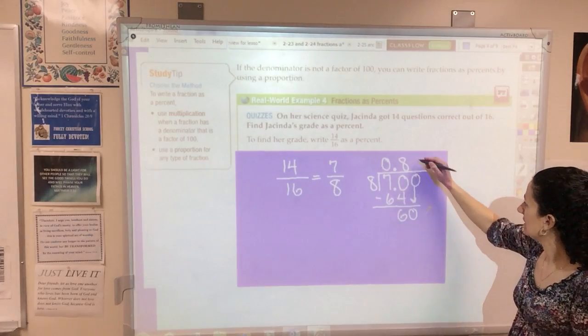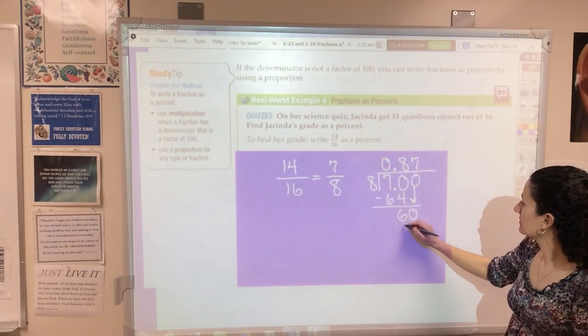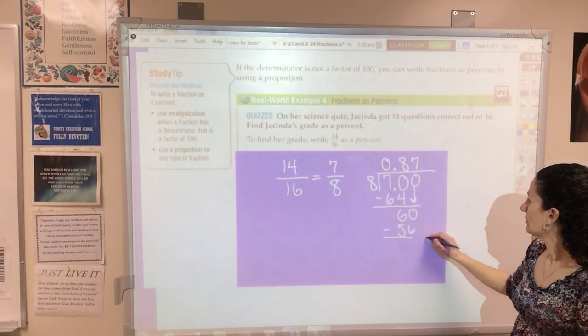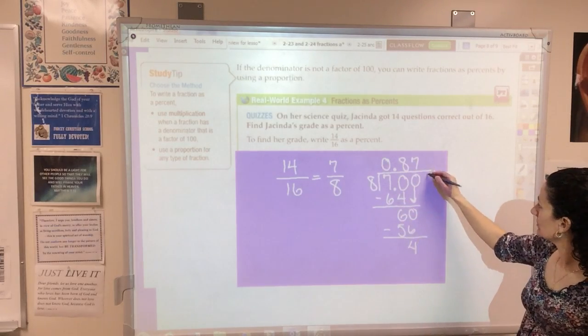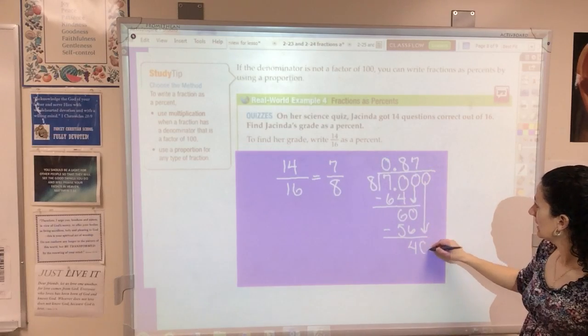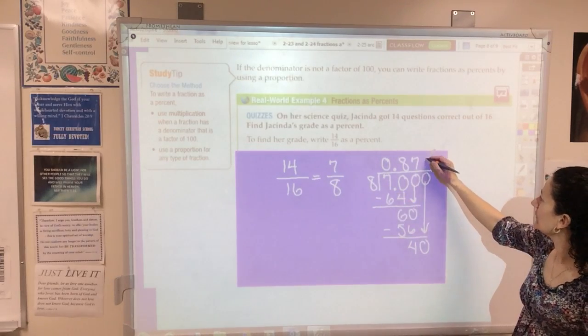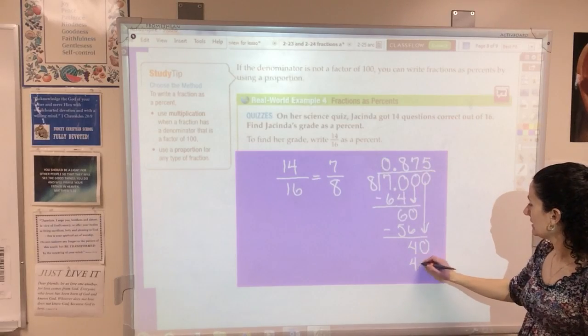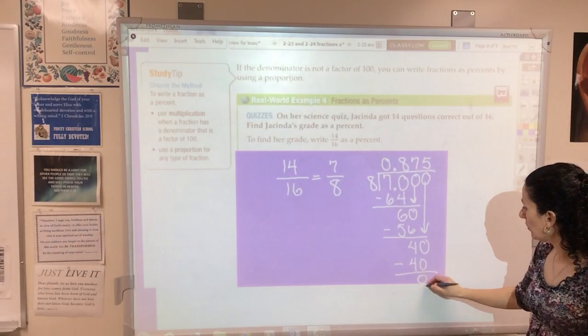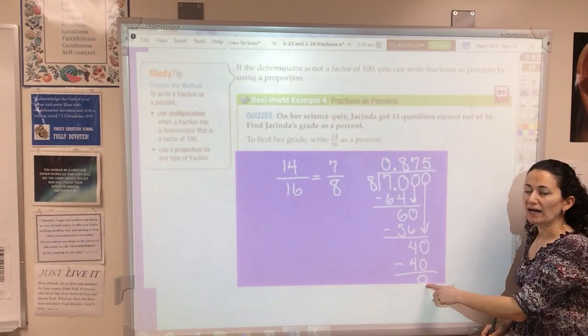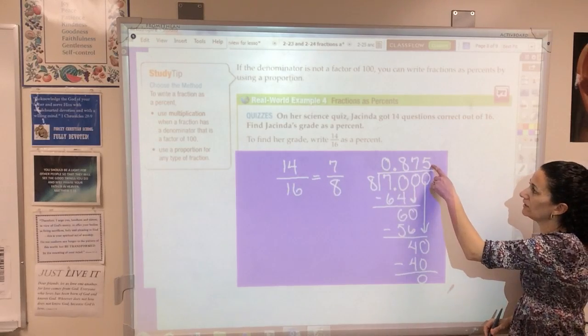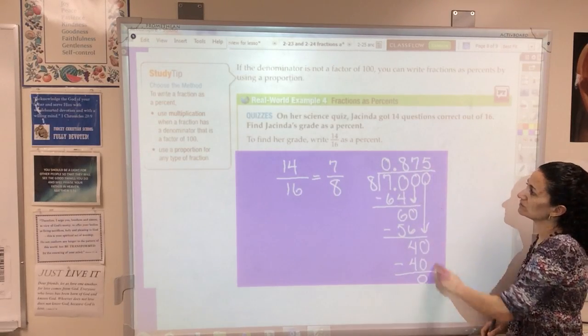8 into 60 is 7 times. 7 times 8 is 56. Remainder 4. So I'm going to drop another 0. And 8 goes into 40 exactly 5 times, because 8 times 5 is 40. Once I have a remainder of 0, I know I'm finished. This is what's called a terminating decimal.